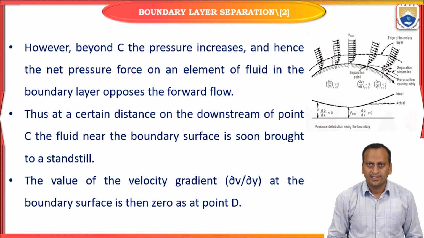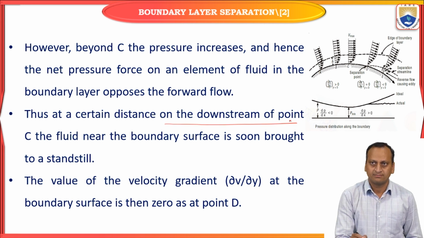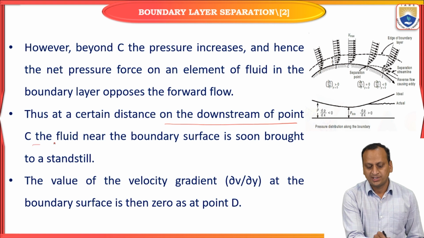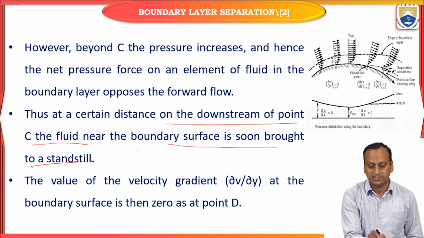However, beyond point C, the pressure increases. Hence, the net pressure force on an element of fluid in the boundary layer opposes the forward flow. So, at a certain distance downstream of point C, the fluid near the boundary surface is soon brought to a standstill.